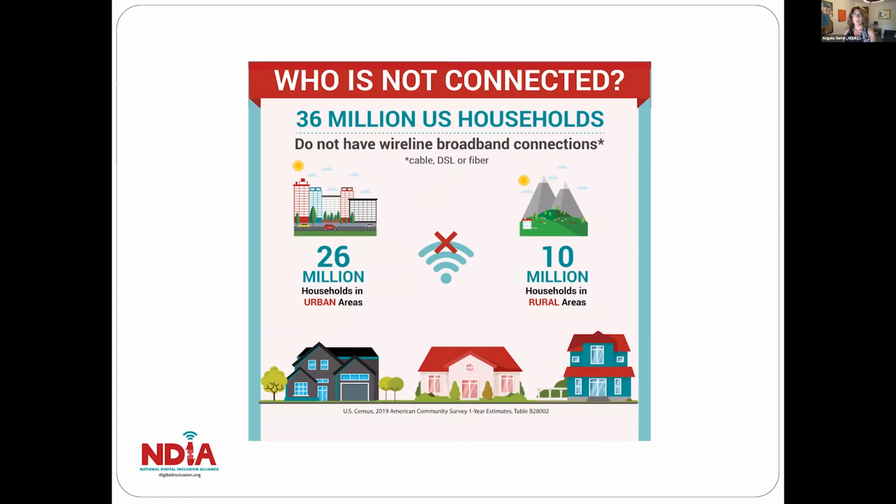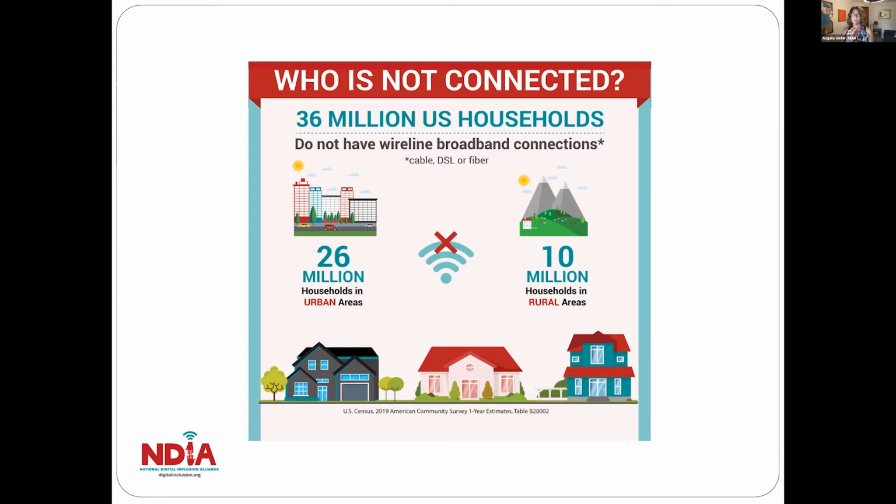The American Community Survey is a survey within Census. One of the questions they ask is who has wireline home service. We use wireline, which is cable, DSL, or fiber, because mobile or cellular service has a data cap. We want folks to be able to do whatever they need to do, which means not dealing with data caps.